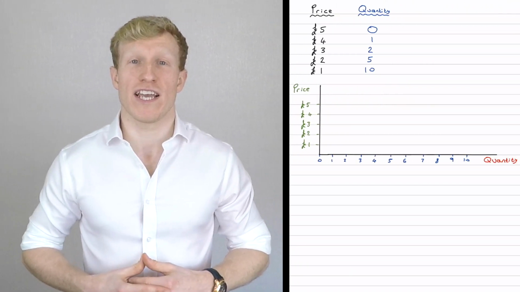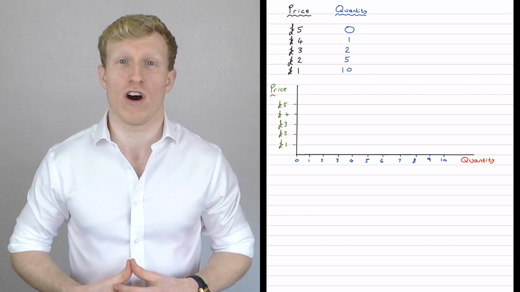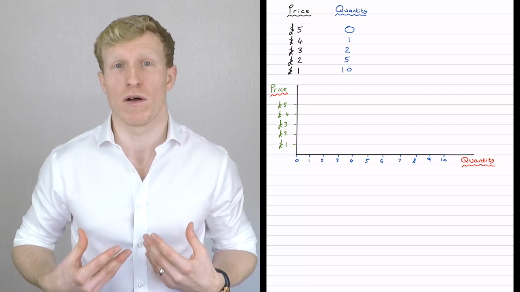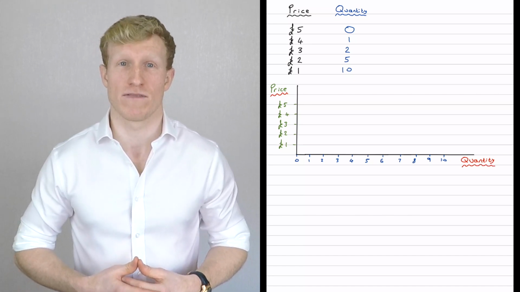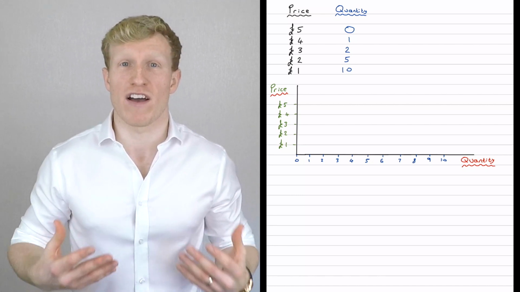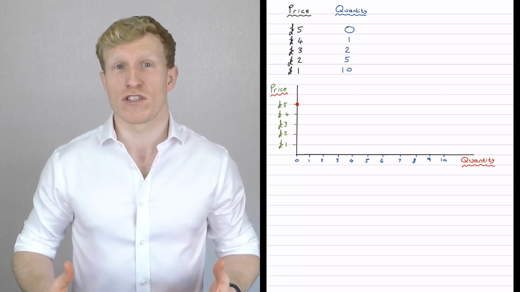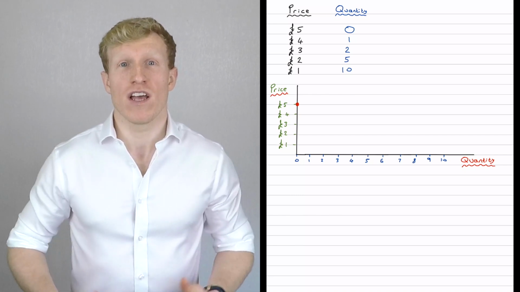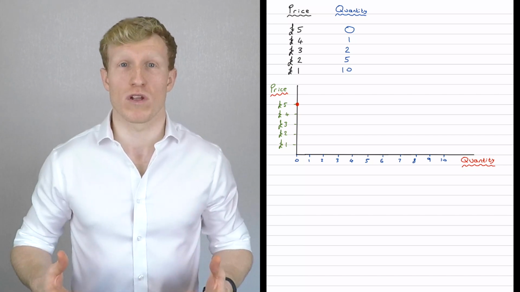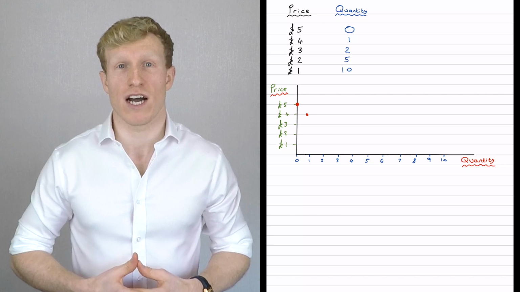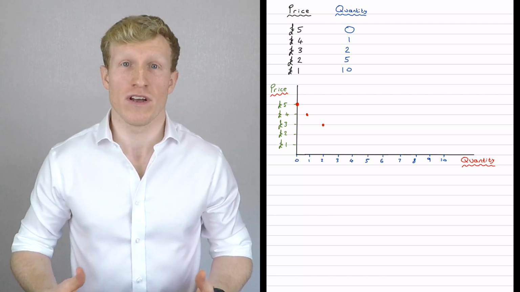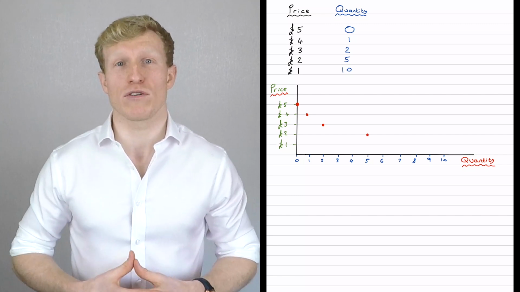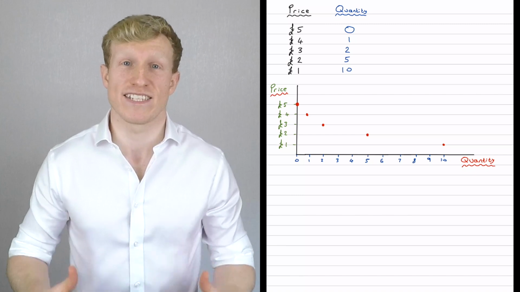So what we've now got in the graph is the price measured on the vertical axis, and the quantity that I'm able and willing to buy as an individual per week measured on the horizontal axis. If the price in the market is £5, the quantity is just zero. So you get that intercept on your y-axis at £5 where the quantity is zero. If the price falls to £4, then the quantity is 1. If the price goes down to £3, the quantity is 2. If the price goes down to £2, the quantity is 5. And if the price goes down to £1, then the quantity is 10.